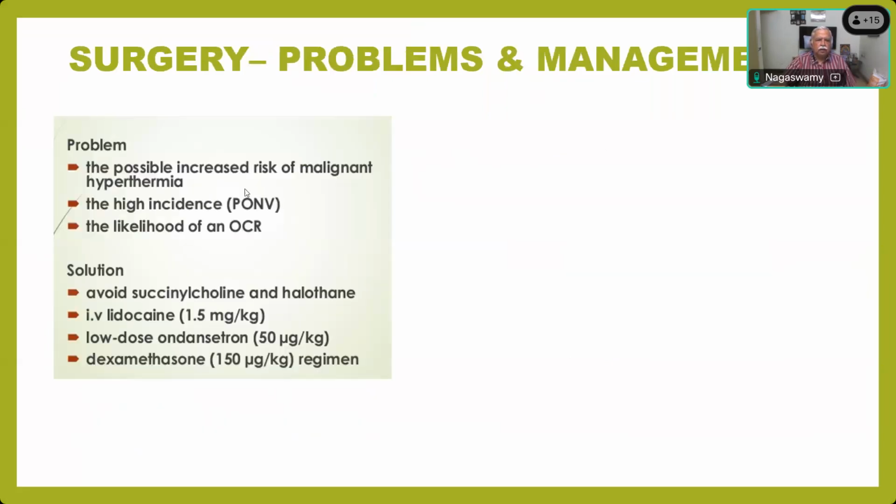Surgery problems: risk of MH, high incidence of postoperative nausea and vomiting, likelihood of oculocardiac reflex. So the solution for that is avoid succinylcholine and halothane, IV lignocaine, and low dose ondansetron and dexamethasone for postoperative nausea and vomiting. This lidocaine in local will also help in reducing the OCR.